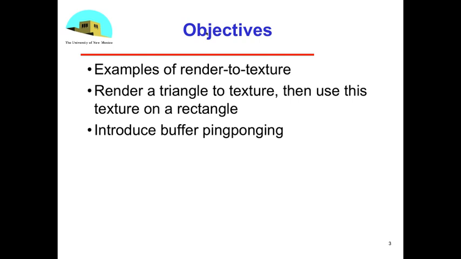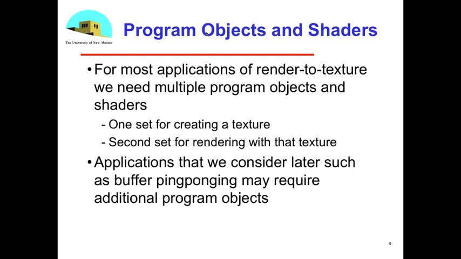I'll show you one snapshot at the end of a more complex example that we're working on, where we do a technique called buffer ping-ponging, where we use a couple of different textures, rendering into one, then using it as a texture, rendering into the other, then using that as a texture, changing everything as we go along. But let's start with a very simple example.